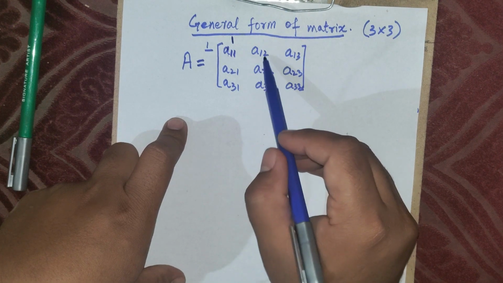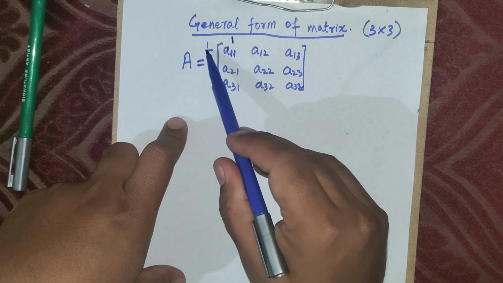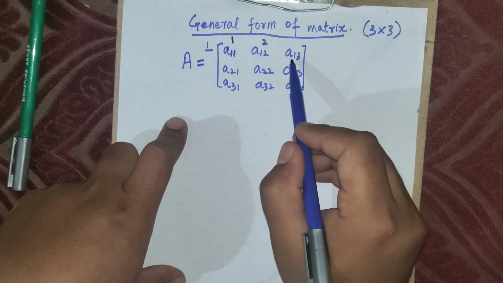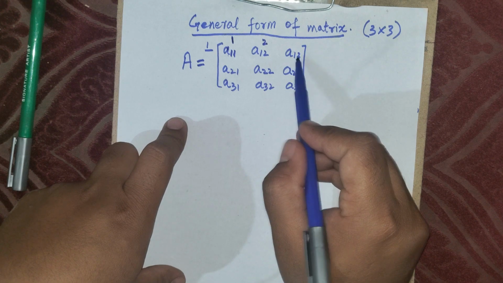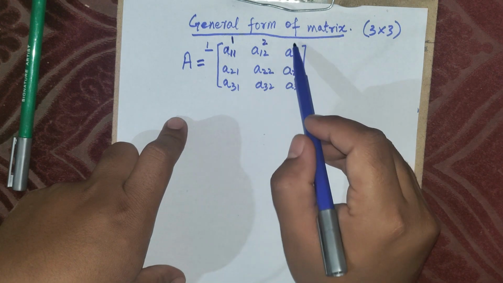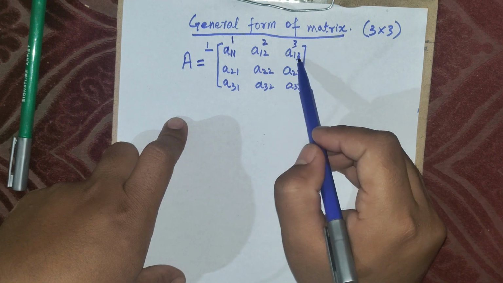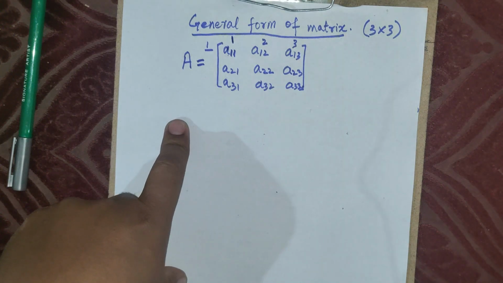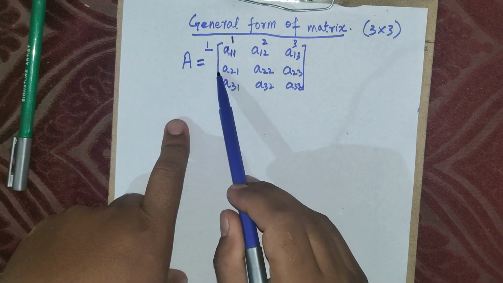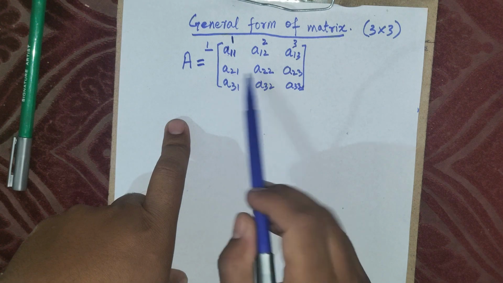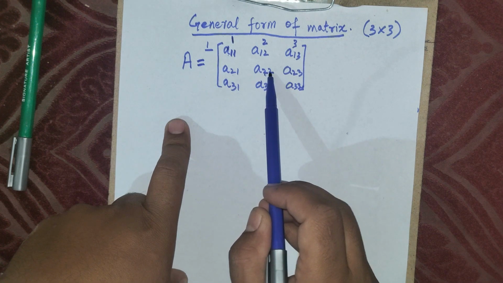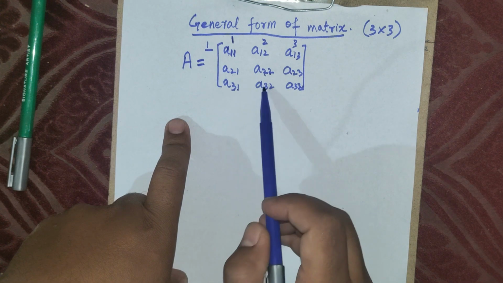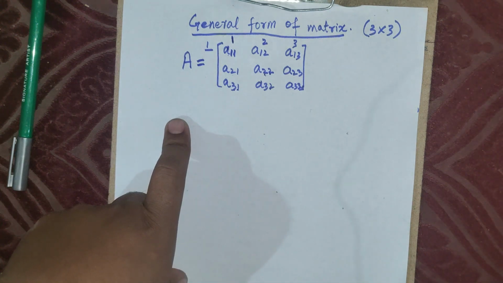This number A12 appears at row number 1 and column number 2. This A13 appeared at row number 1 and column number 3, so this is written as A13. Similarly, all the other elements are written in the same way. This number A21, row number 2 column number 1, A22 row number 2 column number 2, A23 row number 2 column number 3. Similarly, A31, A32 and A33.